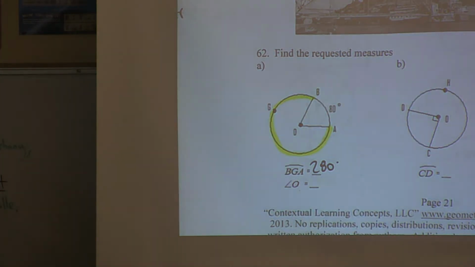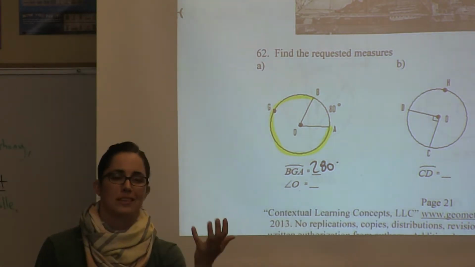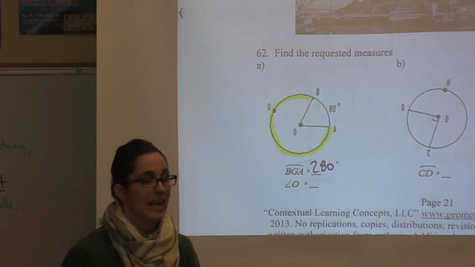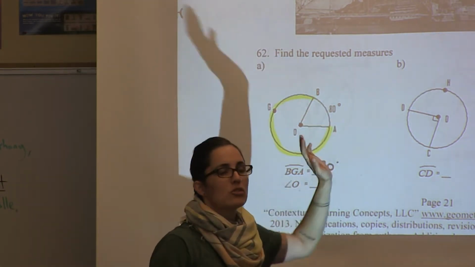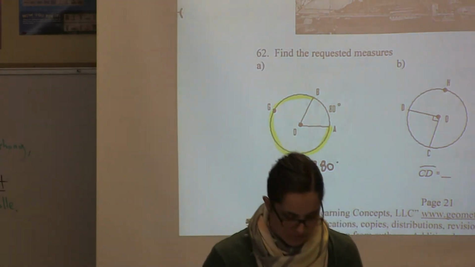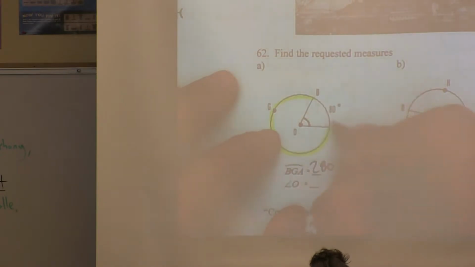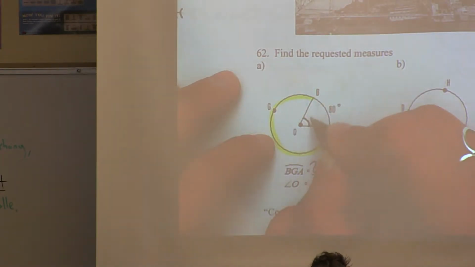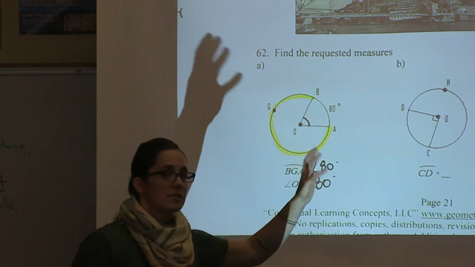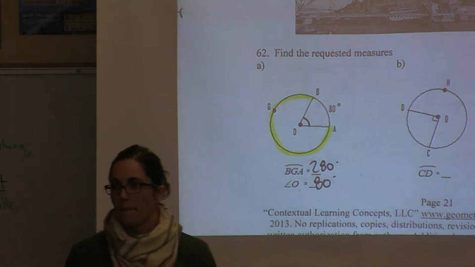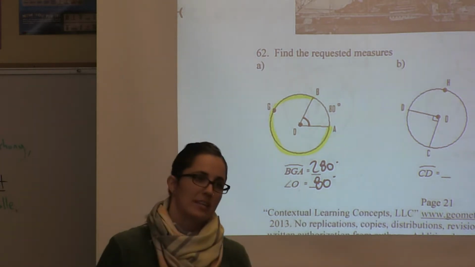Now the other thing that we talked about, we didn't explicitly state, but I'm explicitly stating it now, that the central angle is the same as the arc measure. All right? So here, since this arc is 80 degrees, angle O is also 80 degrees. The central angle is the same as the arc measure.